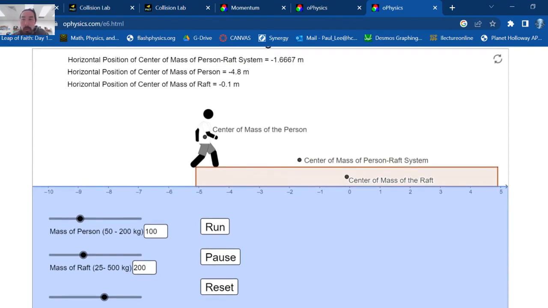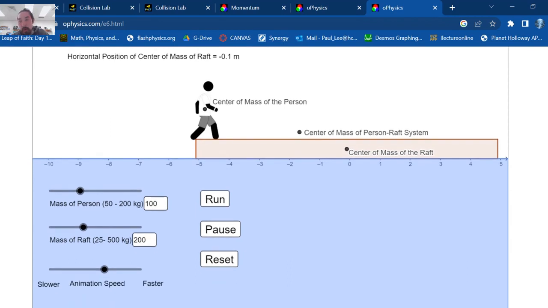So in this problem, let's say you're in the middle of the lake, there's no waves, right? So there's no outside forces, just you and the raft. And the question then becomes, what happens when you walk forward on the raft? Okay, what will the raft do? And the question gets even deeper, and it'll ask, where will the raft be located if you walk to the end of the raft? Okay, so this simulation will show you exactly what happens there.